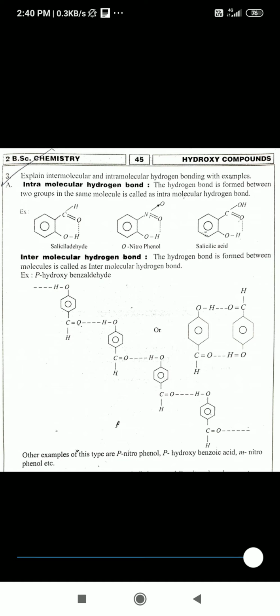Again, I am repeating, intramolecular and intermolecular. Intra means within the molecule or same molecule. Inter means different molecules. Okay? So that is about hydroxy compounds.